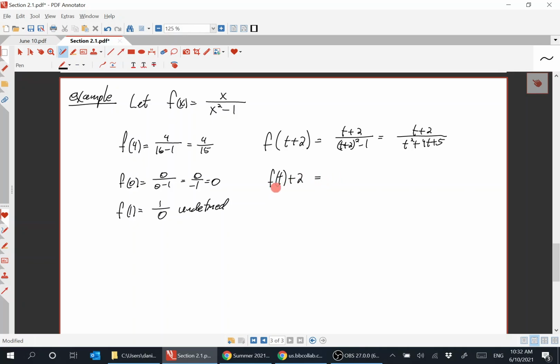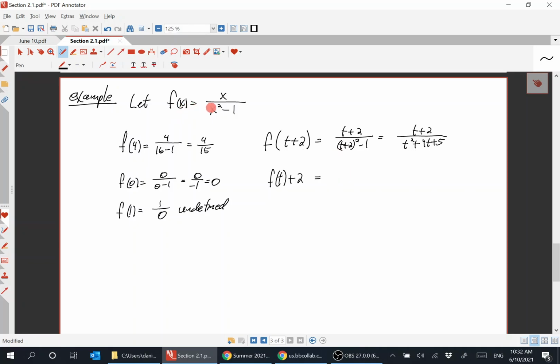f of t is what? Well, this is f of x. What's f of t? Just replace the argument x everywhere you see it with t, and you get t plus 2.